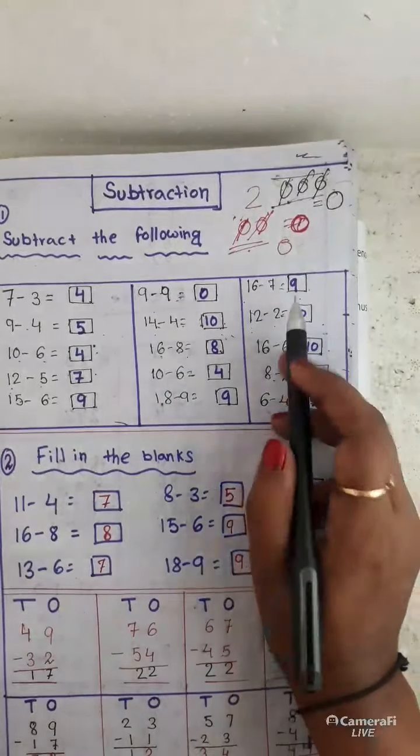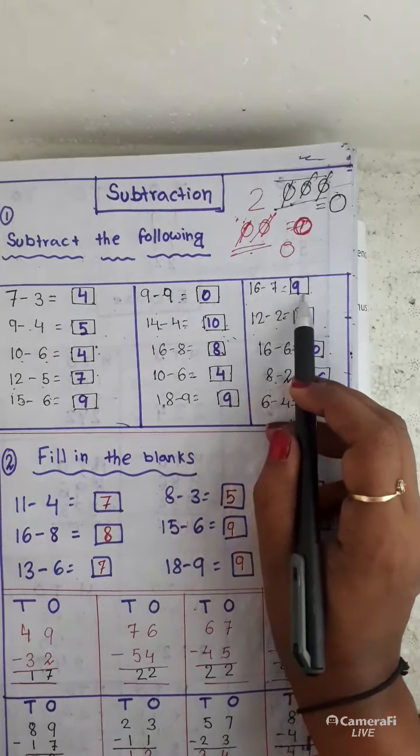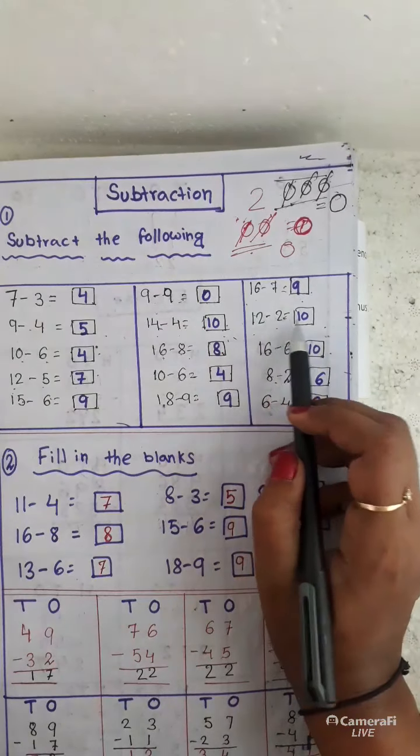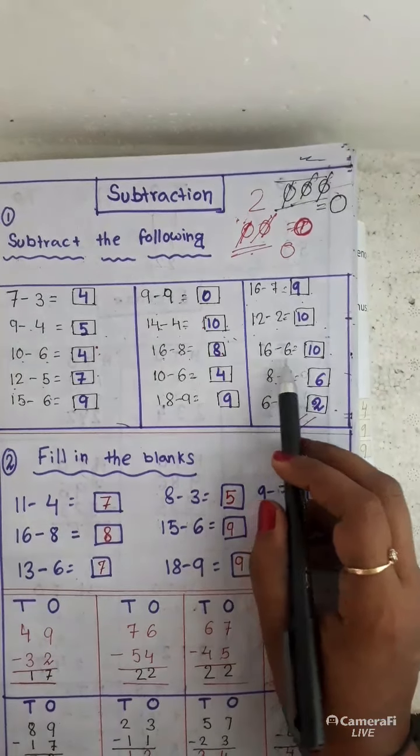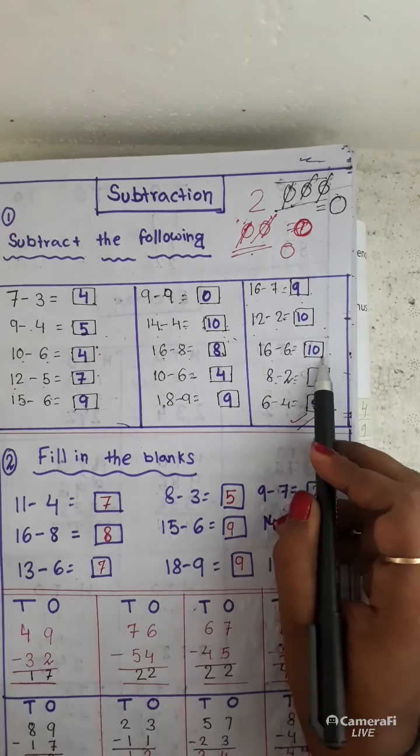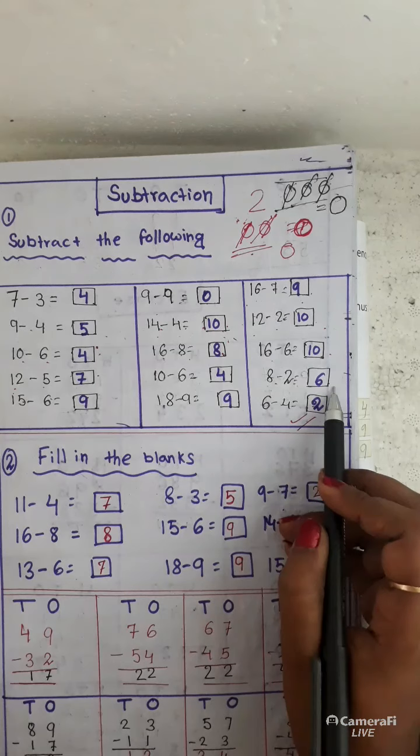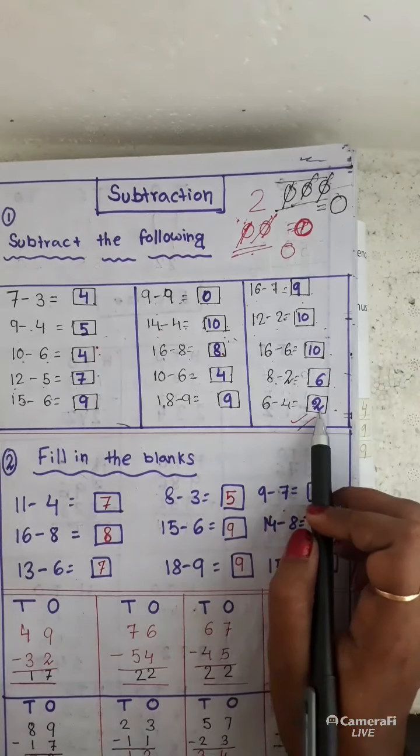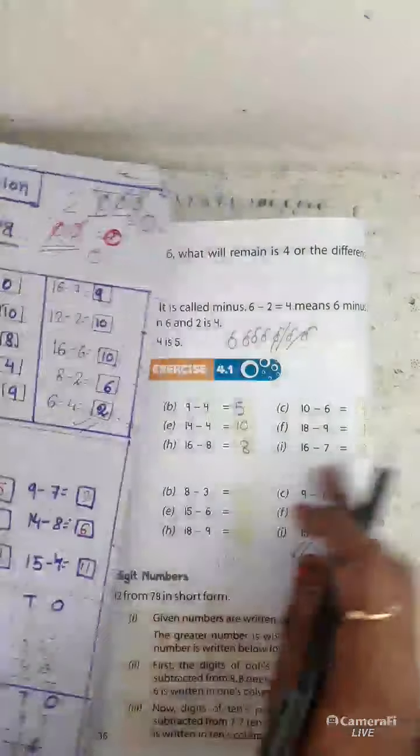Okay, now the next one. 16 minus 7 is 9. 12 minus 2 is 10. 16 minus 6 is 10. 8 minus 2 is 6. 6 minus 4 is 2.